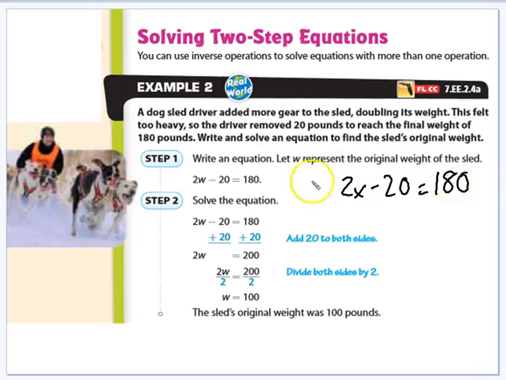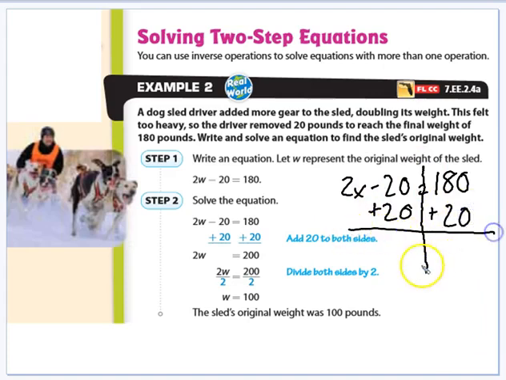So class, this is my equation. I need the variable by itself. Therefore, I need to get rid of whatever's next to it. Okay, the constant first. So since I see minus, I have to do the opposite and I have to add 20. And since I'm just going to draw a line to separate the sides, since I did it to the left side, I have to do it to the right side. Okay? So now I have 2x equals 180 plus 20 is 200.